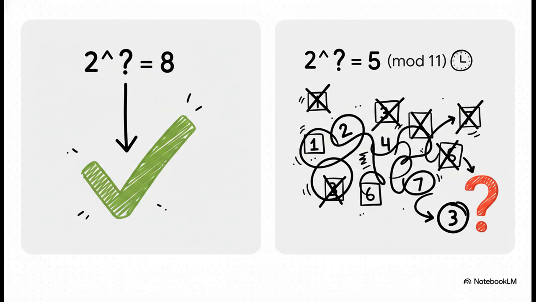But now, look at the problem on the right in the world of clock math. 2 to what power, when you divide it by 11, leaves a remainder of 5? Because all the patterns are scrambled, there's no simple trick. The only way to solve this is to guess. You have to try 1, then 2, then 3, all the way up until you happen to land on the answer. It's just guess and check. This is called the discrete logarithm problem.